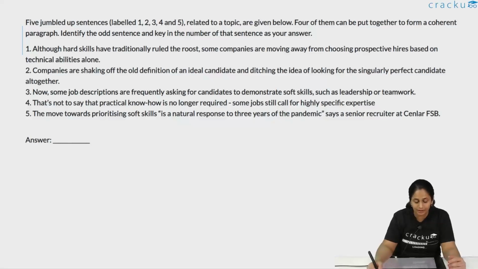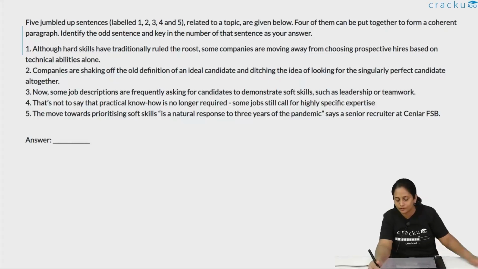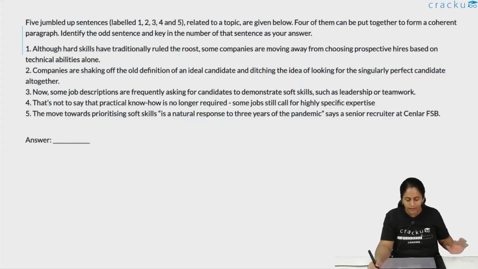In this OOC para jumble, we are given the following 5 sentences. The first sentence is, although hard skills have traditionally ruled the roost, some companies are moving away from choosing prospective hires based on technical abilities alone. Companies are shaking off the old definition of an ideal candidate and ditching the idea of looking for a singularly perfect candidate altogether. Now, some job descriptions are frequently asking for candidates to demonstrate soft skills such as leadership or teamwork. That's not to say that practical know-how is no longer required. Some jobs still call for highly specific expertise. The move towards prioritizing soft skills is a natural response to 3 years of pandemic, says a senior recruiter at Sennar FSP.